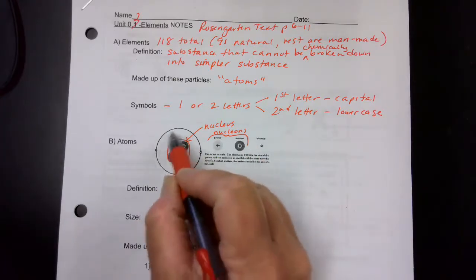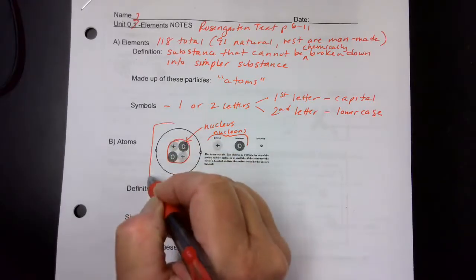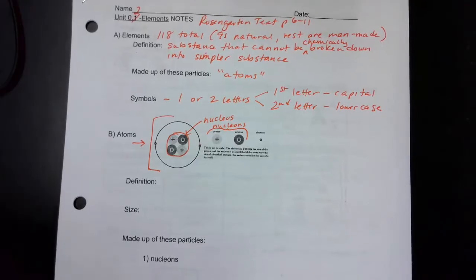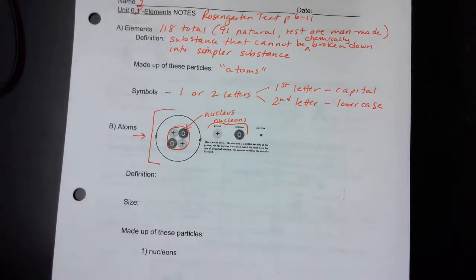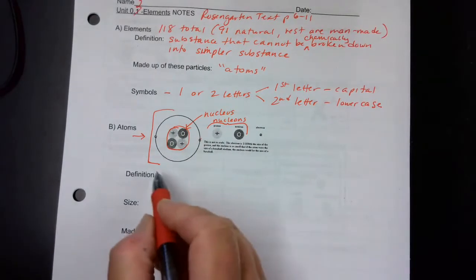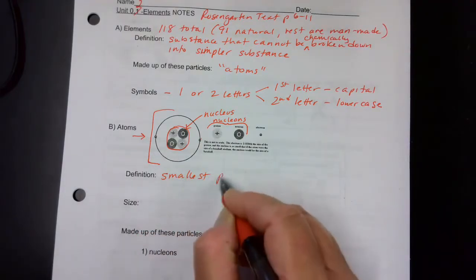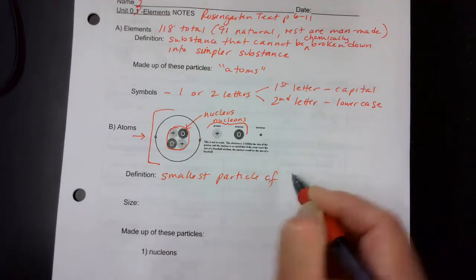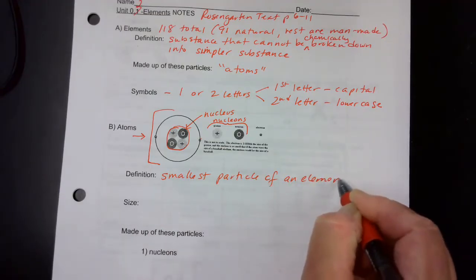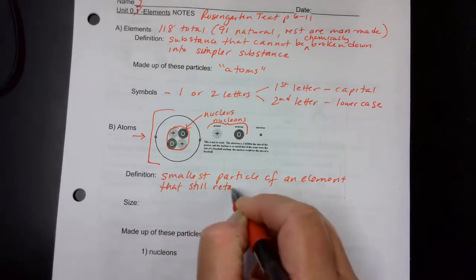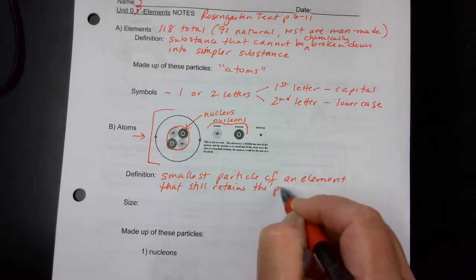So nucleons are any particles that are found within the nucleus. Electrons are outside of the nucleus, and the whole thing with the electrons and the nucleus together is how we represent an atom. Of course, this one is not to scale, but it's just so that you can see what is going on inside that nucleus. The definition of an atom: it is the smallest particle of an element that still retains the properties of that element.